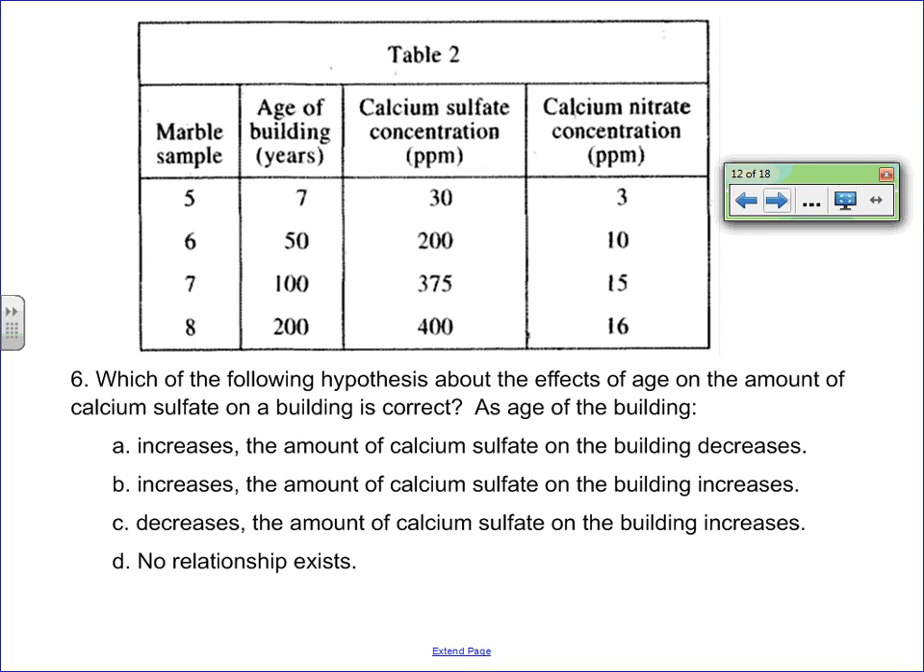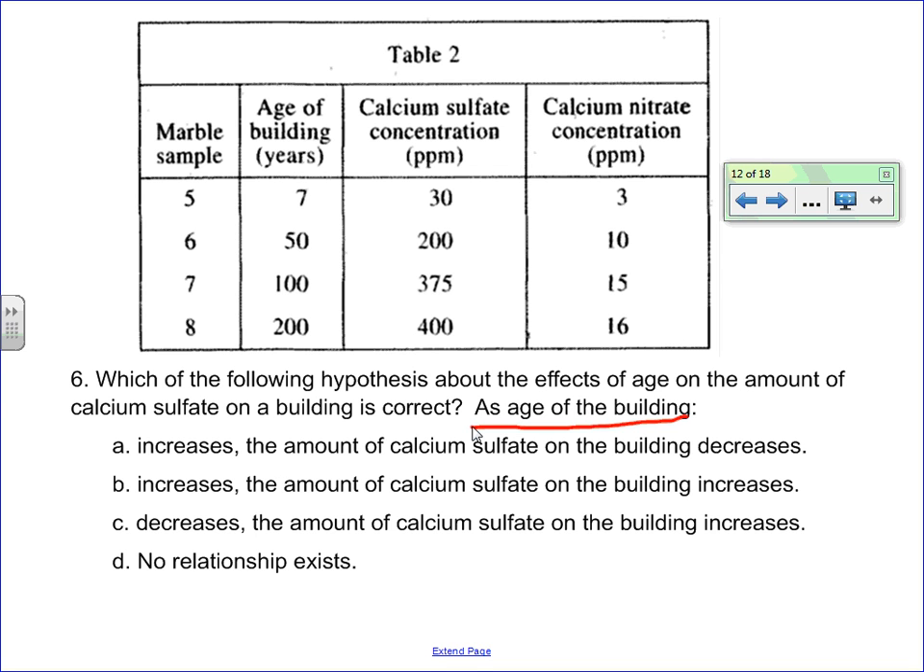All right. Which of the following hypotheses about the effects of age on the amount of calcium sulfate on a building is correct? This is one of those weird ones where they give you the first half of the sentence, and you have to add the second half to make it true. So as the age of the building blanks, the amount of calcium sulfate blanks. Okay, what do we think the answer is? D: increases, the amount of calcium sulfate on the building increases.